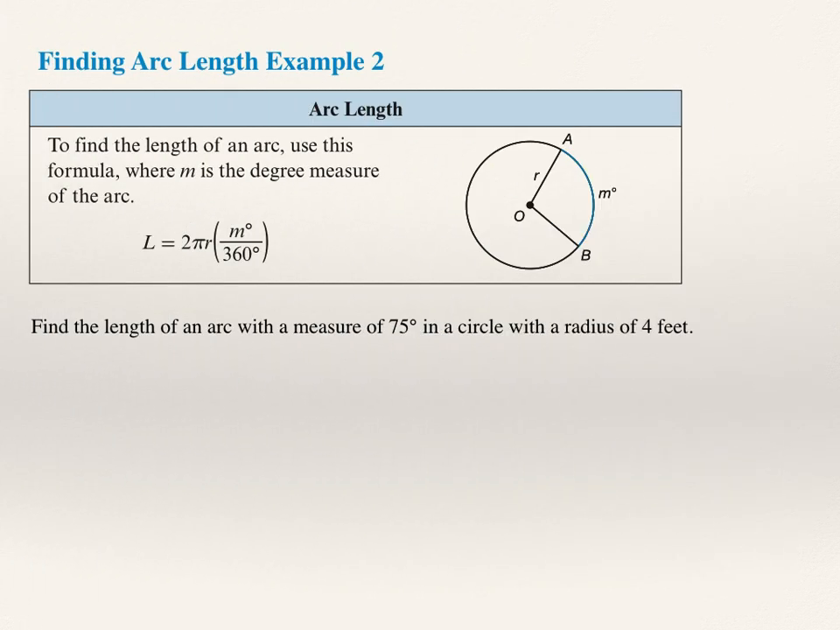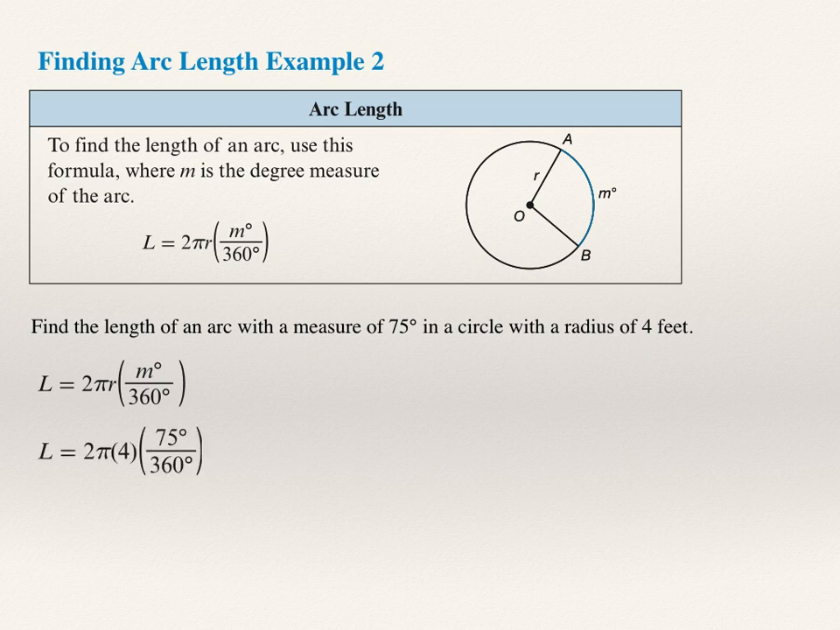So the formula is given, and we're asked to find the length of an arc with a measure of 75 degrees in a circle with a radius of 4 feet. Notice no picture has been given. You could draw a picture, or you could visualize this, and I'm going to start by writing down the formula and substituting in the radius that's given and the measure in degrees of the arc that's given.